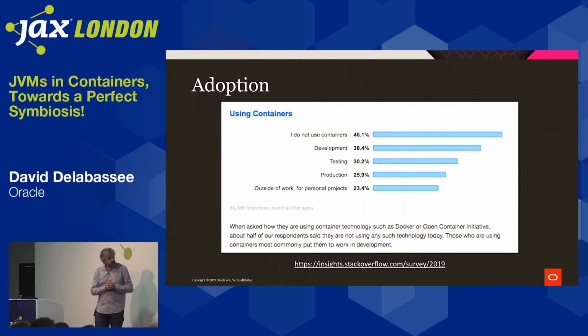This is a survey that was conducted by Stack Overflow a few months ago. It shows that 46% of the people who took the time to answer the survey are not using containers. That basically means that more than half of the people that filled the survey are using containers. And I think that containers these days are a given. It's hard to work without containers.